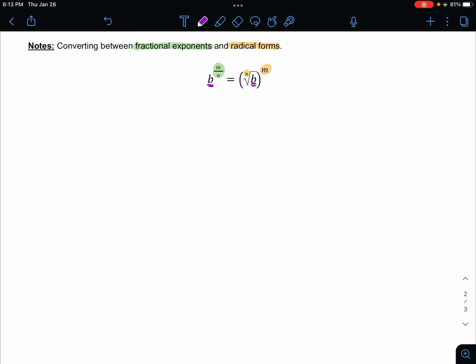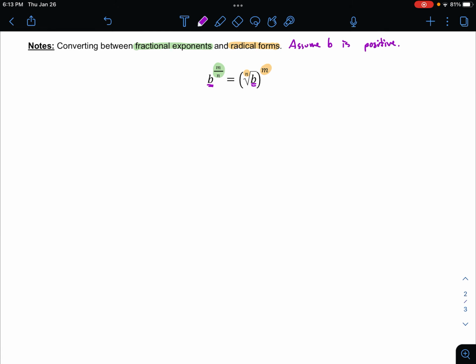And we sort of have to assume for now that b is positive, because when b is negative, it can create some issues. So right now, everything we're saying is just assuming that b is positive. We might as well assume m and n are also positive.